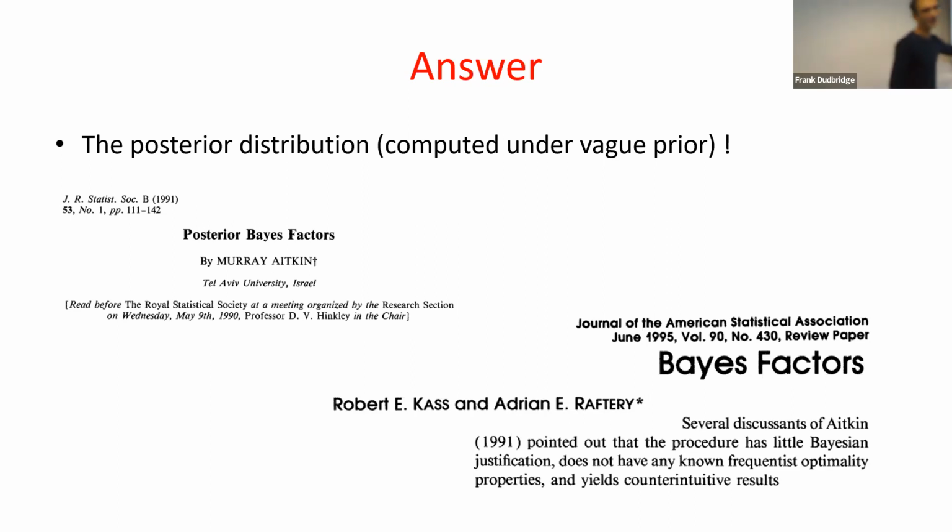And it's great if it's got Bayesian justification, and it's great if it has frequentist optimality, but that's not my main priority at this point. Yeah, what we want is a nice measure of evidence that we can interpret. So that's why I've gone back to this idea.